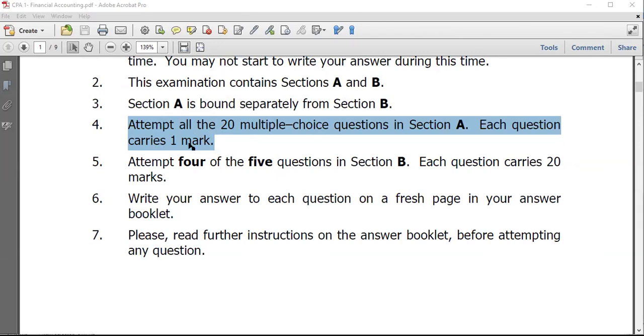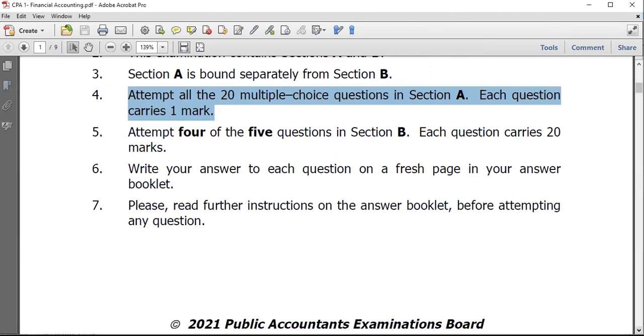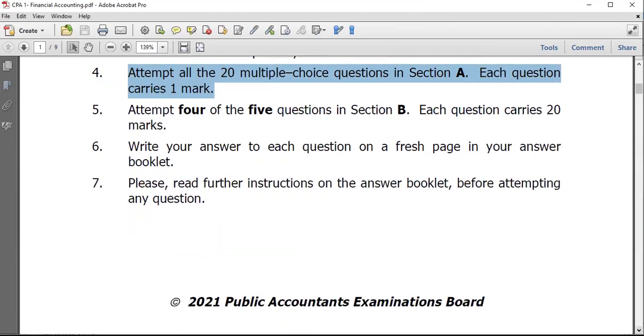You can find them. We have some of them, so you can reach out to me, and then I can share some of them with you. But you can also find many of them on the iSPAO website, just in case you have registered. Okay. And then, of course, section B requires you to do 4 questions of the 5 questions, and each question carries 20 marks.